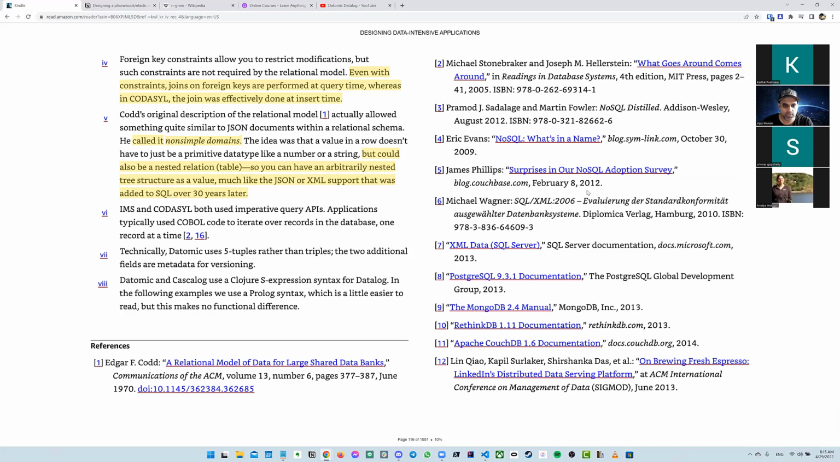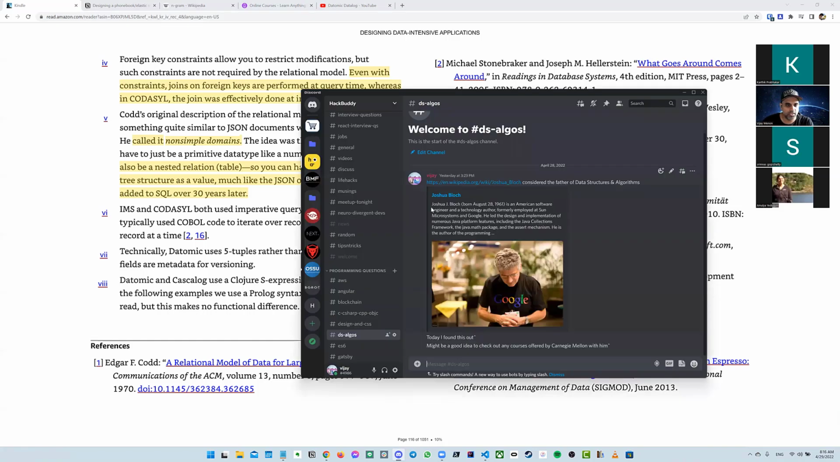The other day, as I was studying the other part of system design, which is data structures and algorithms, I was looking at who the main person for data structures and algorithms is. And they said it was Joshua Bloch. He's considered the father of data structures and algorithms.